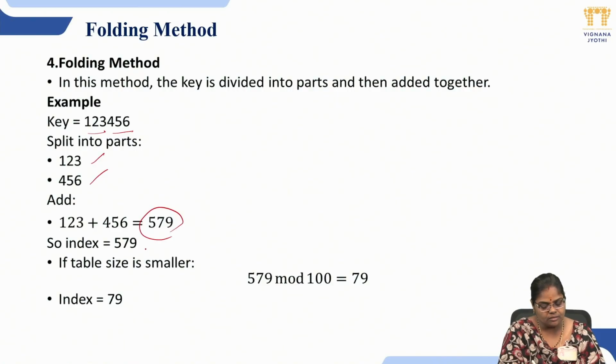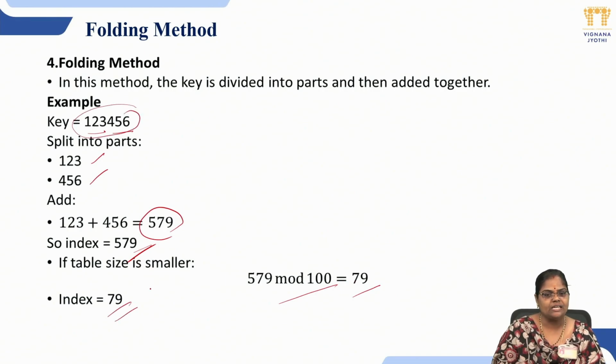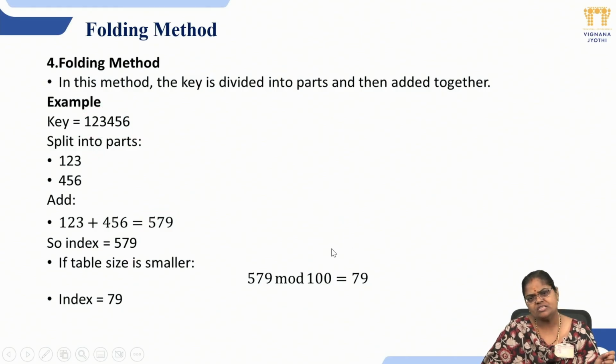Now, if this number is within the range of the table size, then we consider this as a hash index. Say, for example, if the hash table size is smaller, then we perform a modulo division, that is your simple division method. We perform modulo division with hash table size 100, and then we get the hash index. So your key 123456 is stored at index 79 with a hash table size of 100. This is how we proceed with the folding method.